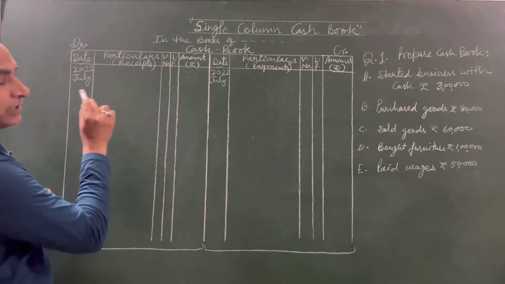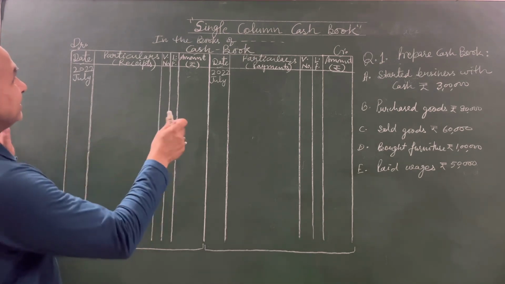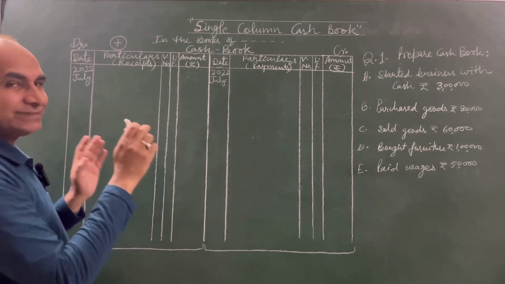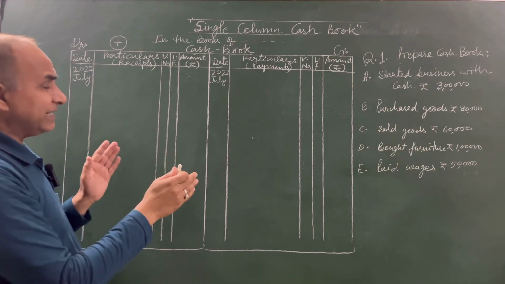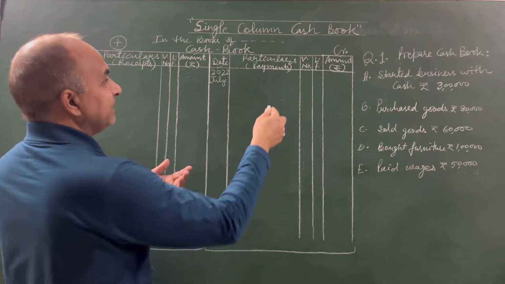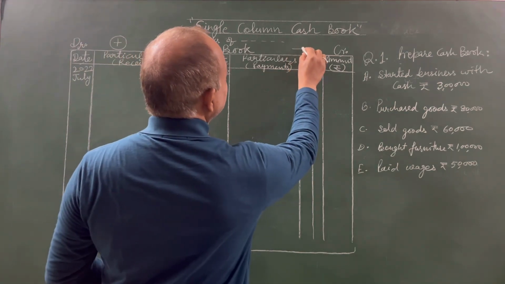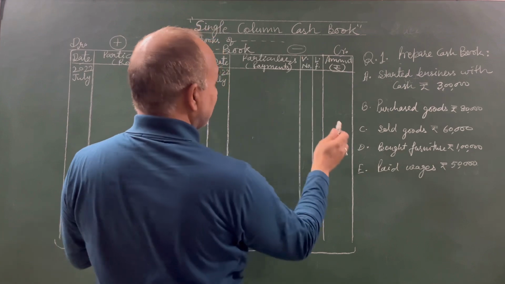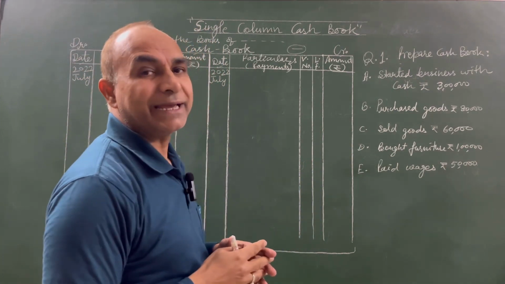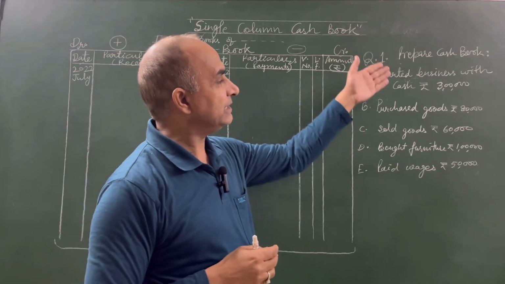here to capital account. So remember, the left hand side is the plus side, this is the receipt side. Whenever you receive any amount, it is recorded on the debit side. Whenever you make any payment, this is the payment side, or you can say minus side, that is recorded on the credit side. So let's do this single column cash book with the help of an example.